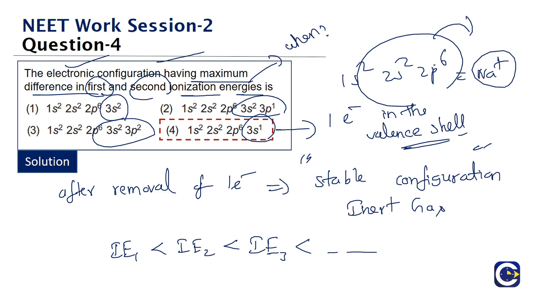It is option 4, because it has one valence electron. After removal of one valence electron, we are achieving the stable octet in the outermost orbit. So to remove one more electron, it is going to require a lot of energy from us, because we are essentially disturbing the stable octet structure there. Okay.